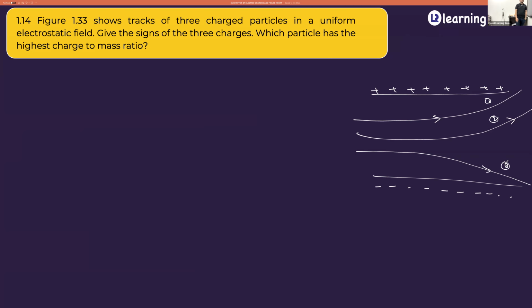It's very simple, right? So what is going to be the sign of the first charge? It is going to be negative because it's getting attracted towards the positive plate. This one is also negative and this one is going to be positive. It's a very simple question. The second part is, which particle has the highest charge to mass ratio? So charge to mass ratio is Q divided by M. And the answer to this is, it is that particle which experiences maximum deviation.